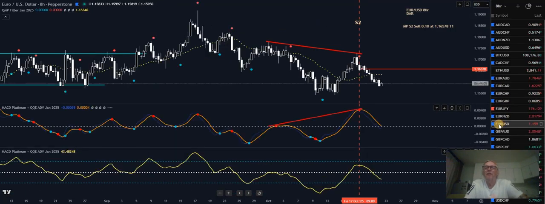Euro USD, we're in an MP sell based on hidden bearish divergence. The QQE didn't get above the 60, but the MACD platinum is above the zero level, and there's hidden bearish divergence. I'm taking that every day of the week. It's proved nice.